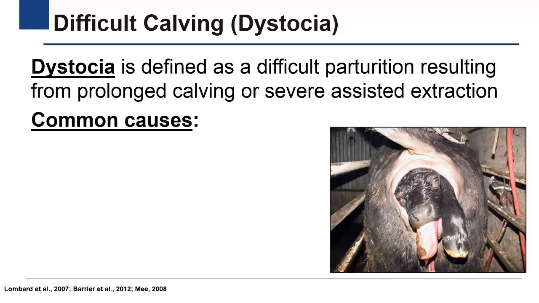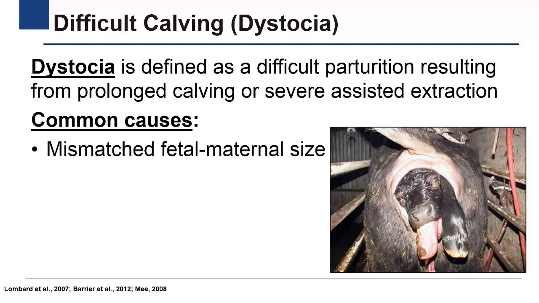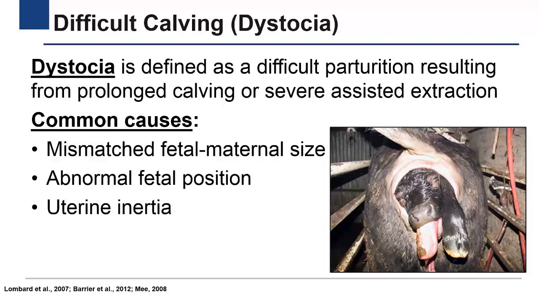Common causes of dystocia include mismatch of fetal-maternal size, abnormal fetal position, uterine inertia, and uterine torsion, among others. For more information regarding identification and assistance of difficult calvings, please watch the next 2 videos of the Maternity Management Practices Learn Now video series.